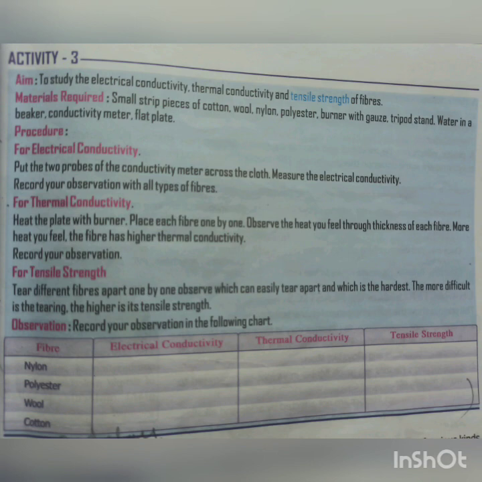Next, tensile strength. For testing the strength of the fiber, tear different fibers apart one by one. Observe which can easily tear apart and which is the hardest. The more difficult the tearing, the higher its tensile strength. For this also, we need to record our observation in the following table. Next, I am going to display a small video for testing the tensile strength of different fibers.